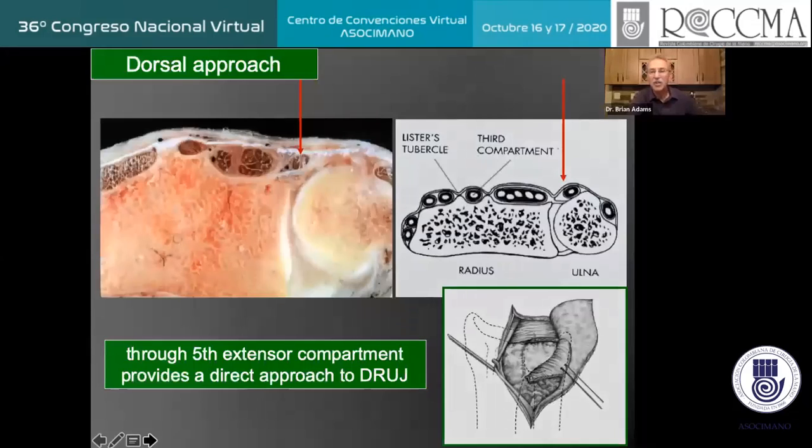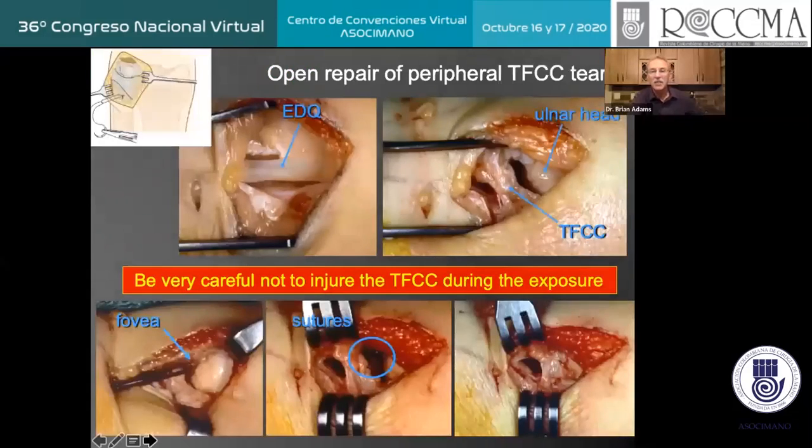I prefer a dorsal approach through the fifth compartment. I think this gives great accessibility to the TFC and the fovea without disrupting the ECU subsheath. I do not open the ECU sheath during my repairs. Here you can see this patient had a combined arthroscopy to evaluate the joint, followed by an open repair. It's important not to disrupt the distal radioulnar ligaments when you're doing the exposure. But as you can see here, you get an excellent profile and an excellent reattachment to the fovea through a very small incision.